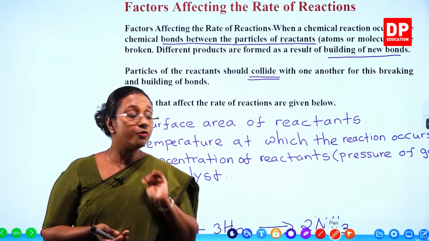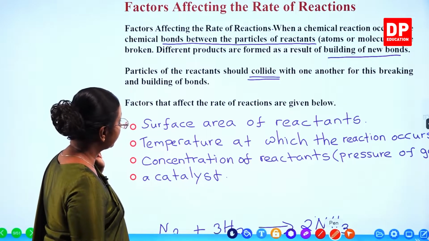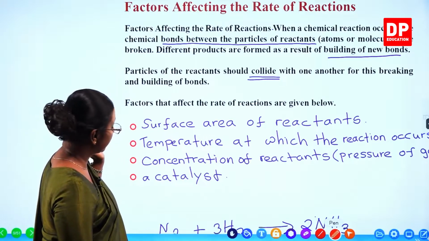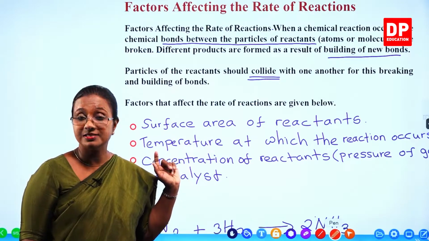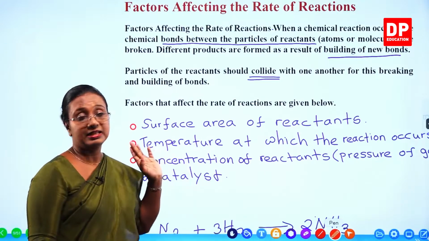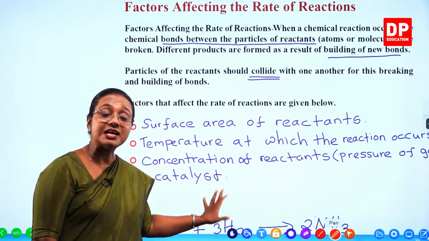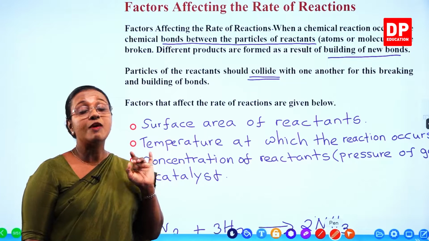So, those are the four factors: surface area of reactants, temperature at which the reaction occurs, concentration of reactants but pressure of gaseous reactants, and catalyst. We will discuss these factors one by one.